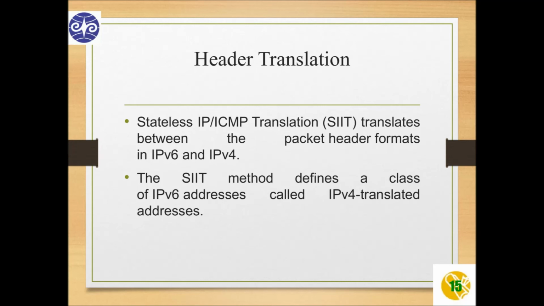Second point, the SIIT method defines a class of IPv6 addresses called IPv4 translated addresses. Different addresses are used for the header translation mechanism. So these were three methods of transition from IPv4 to IPv6. We discussed dual stack, we discussed tunneling, and we discussed header translation. So these were three transition strategies from IPv4 based traffic to IPv6 networks.